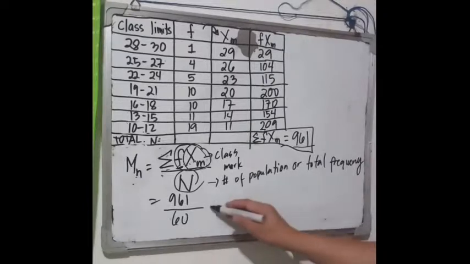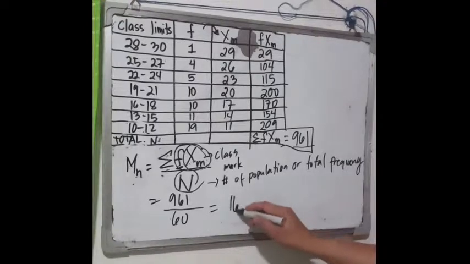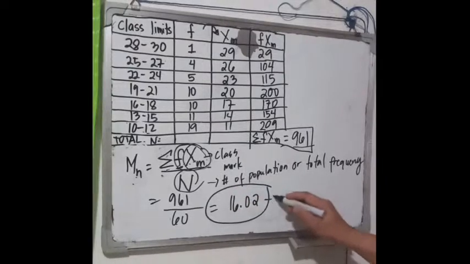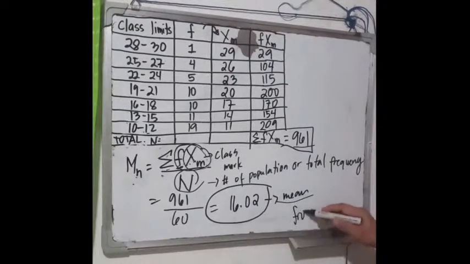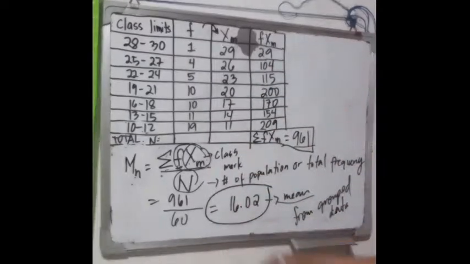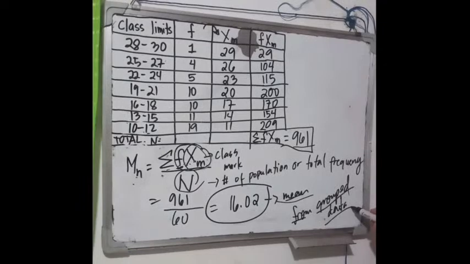Okay, next, 961 divided by 60, that is equivalent to 16.02. So this is your mean. This is the value of the mean from group data. Okay, from group data. So that is an example on how to solve for the mean from group data.